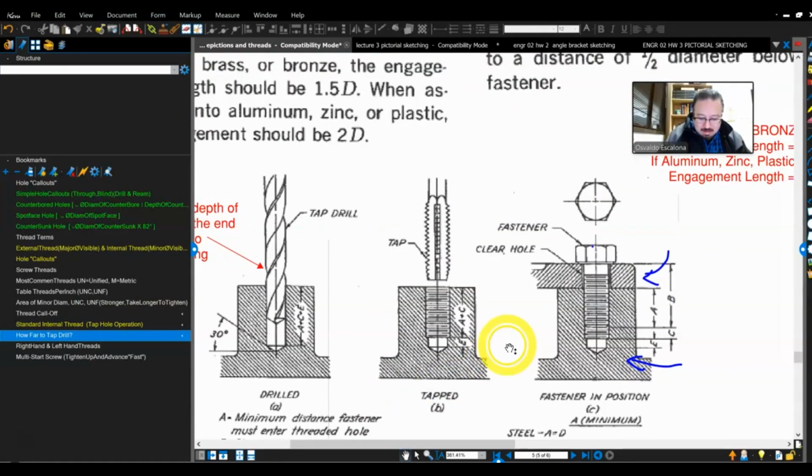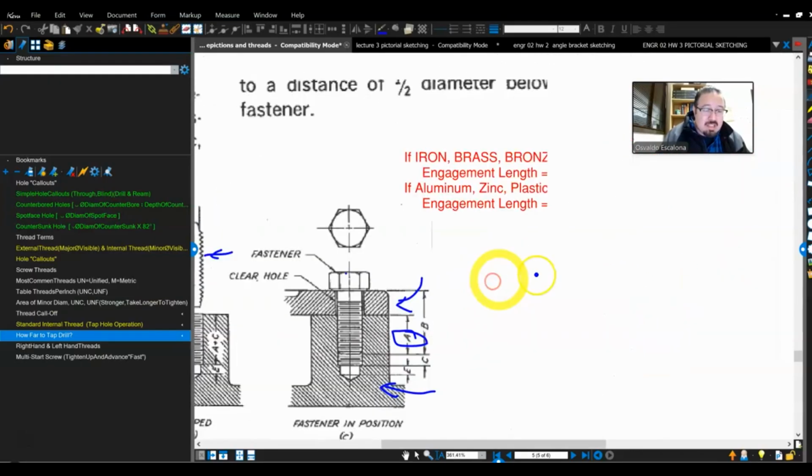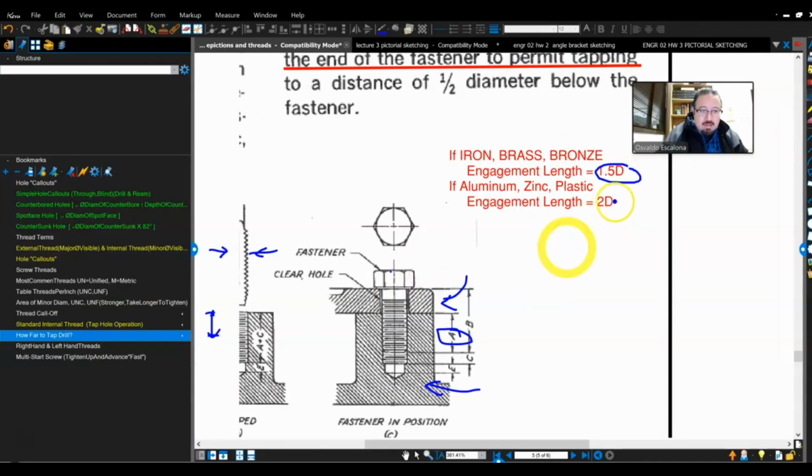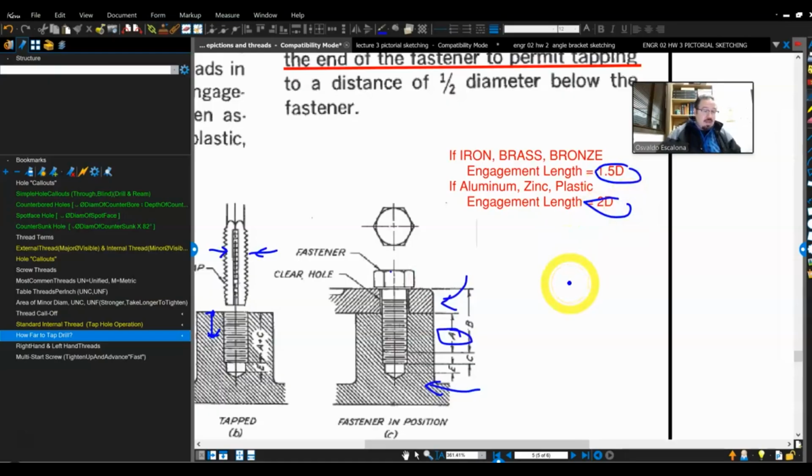So again, you come over here and ask, what is the diameter? What's the diameter? That's how much I need to make here in terms of my thread. But if you have a softer material, you will have to make that number bigger, my taper. Usually the distance is going to be about 1.5 the diameter of the bolt to about 2 times the diameter of the bolt. That way you'll be able to develop the strength of the bolt.